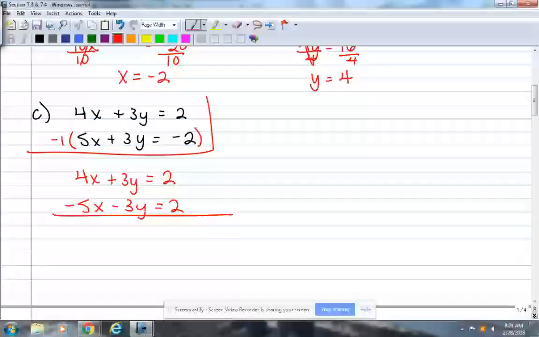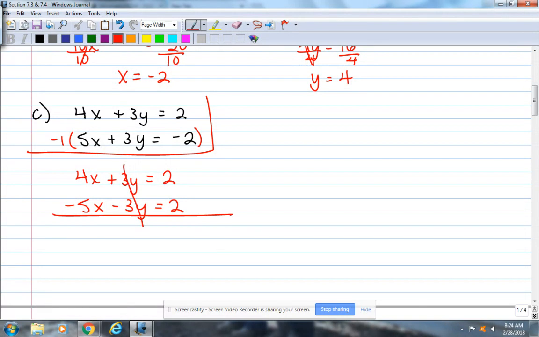So my 3y's cancel out. What is 4x minus 5x? Negative 1x equals 2 plus 2 is 4, right? And then how do I get the x by itself? Divide by negative 1, and x equals what? Negative 4.